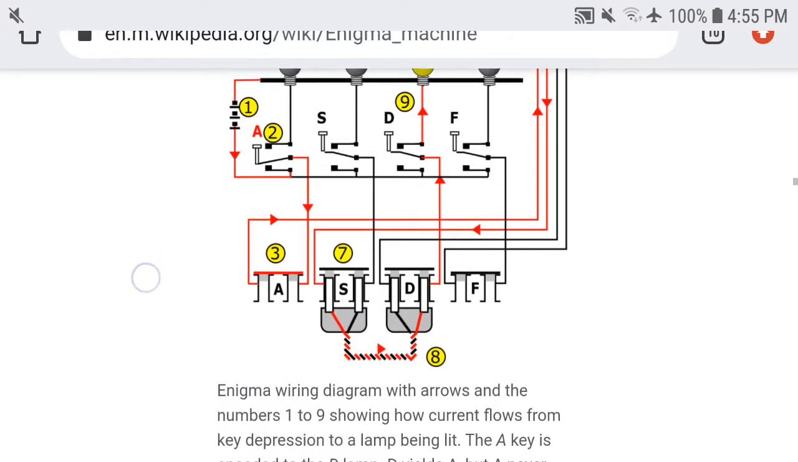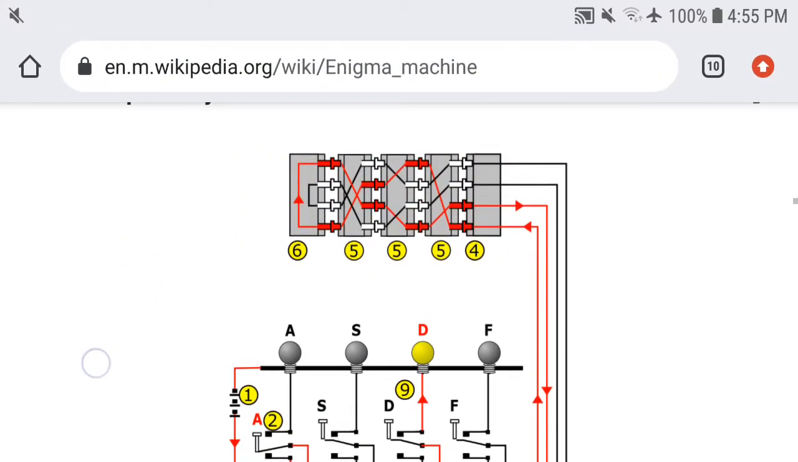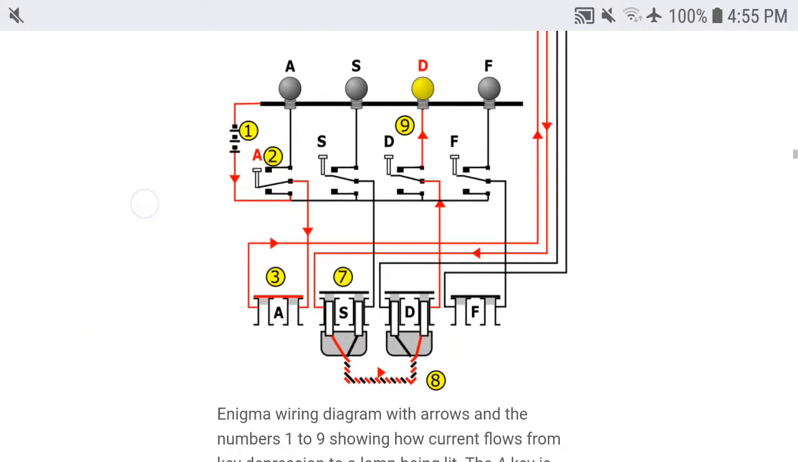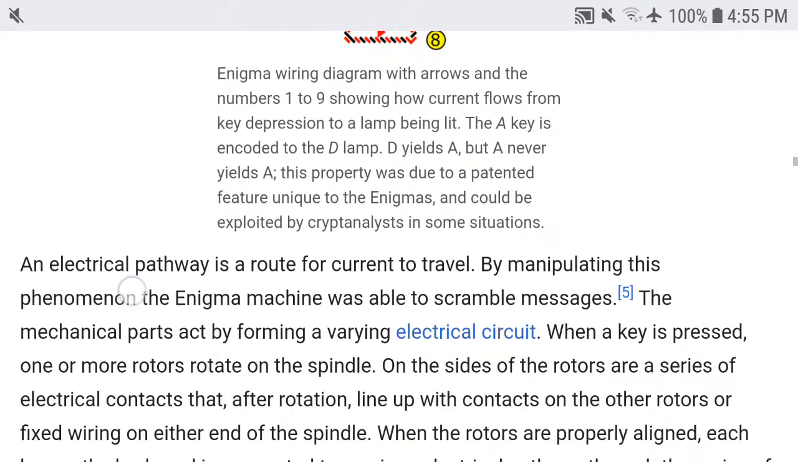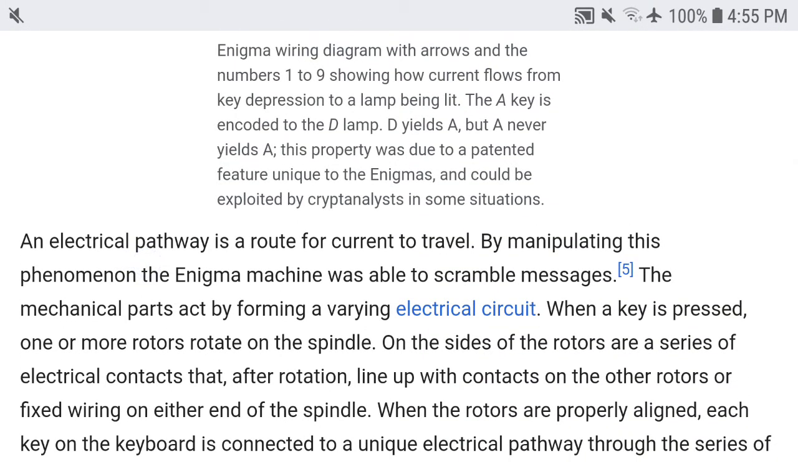A into A though. What do you mean by that? D. Oh, okay. So I don't know how this works, but yeah. But A never yields A. This property was due to a patented feature unique to the Enigmas and could be exploited by cryptanalysis in some situations. Oh, I see. So the same letter can't be itself. So that becomes a flaw in itself as well, right?